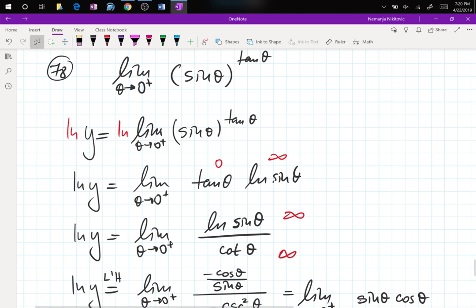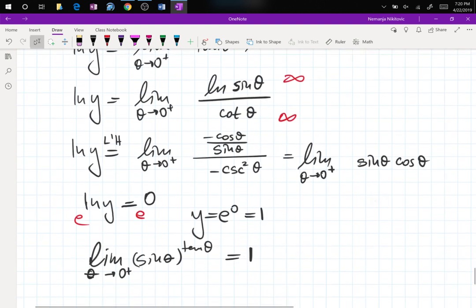So as you can see, more of the same. ln both sides, tangent jumps in front of ln. Then you have 0 times infinity. Put the tangent as 1 over tangent, which is cotangent, in denominator. You have infinity over infinity. Take independent derivatives.